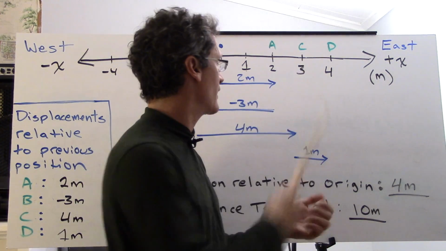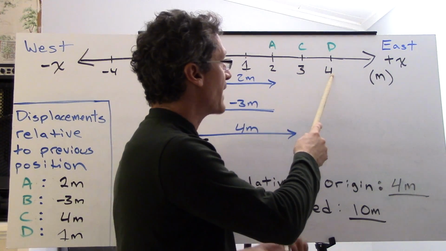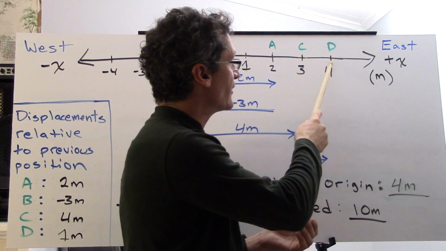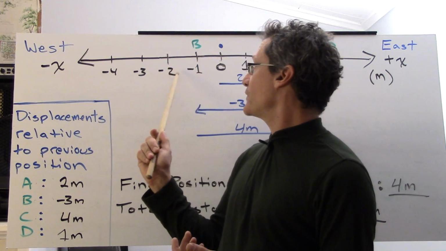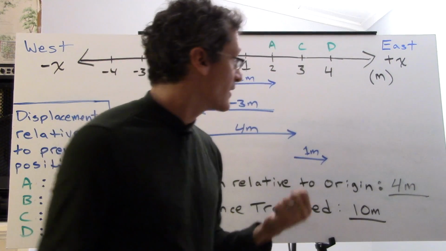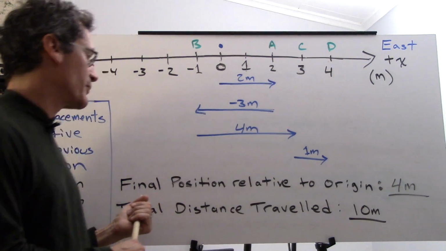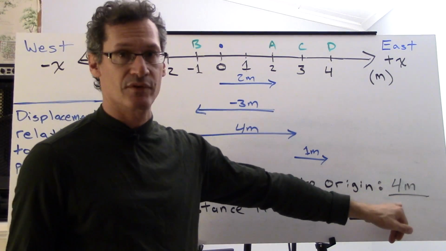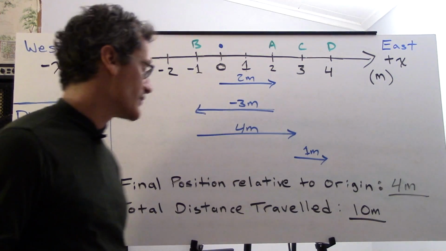Okay, 3 meters in the positive direction relative to the origin. And then we go 1 more meter forward, so we end up at position D. This is our final place, 4 meters away from the origin. Even though we did go into negative territory a little bit, we end up in the positive zone, at 4 meters. Okay, so the final position relative to the origin was 4 meters, by going back and forth along the coordinate system, positive and negative.